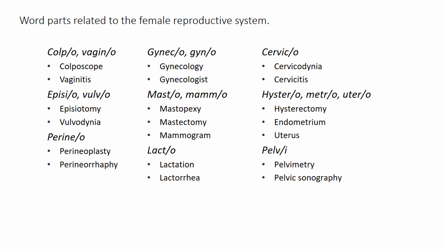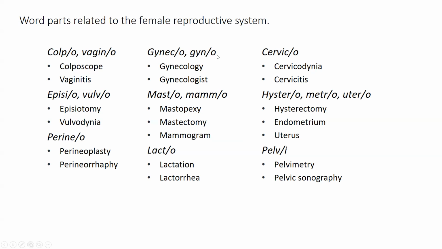Used during childbirth, they may make an incision to ease the passage of the head and shoulders, because that incision is easier to sew up later than if it tears during childbirth. That's an episiotomy. Vulvodynia would be pain in the external genitalia. Perineum, again, that's that region between the vulva and the anus, which in some cases can become damaged during childbirth. And so a perineoplasty would be a surgical repair of that. Perineorrhaphy, a suturing of that.